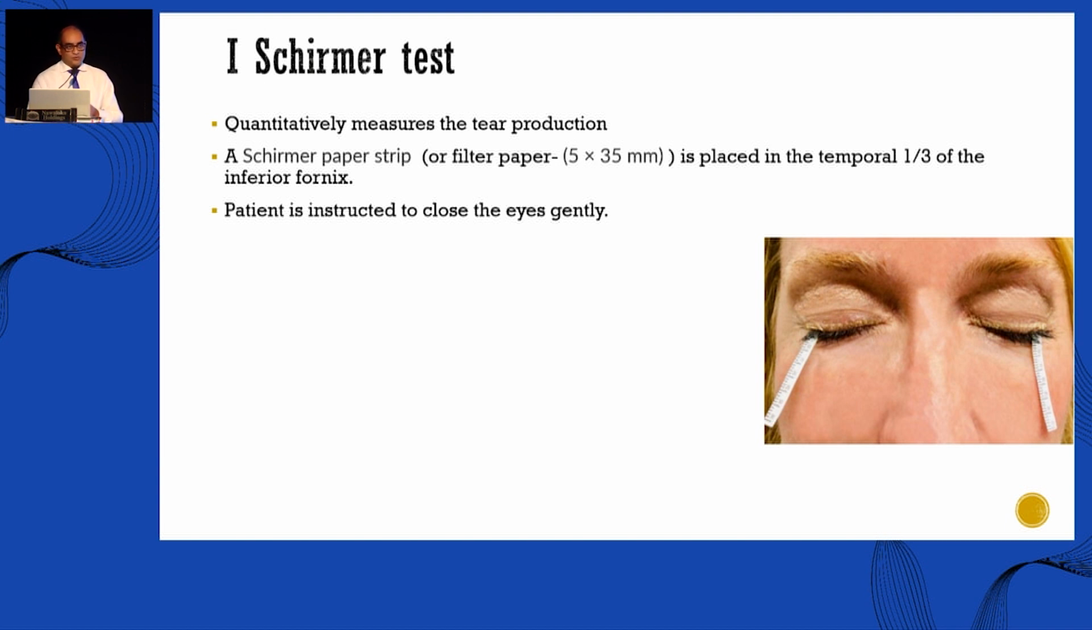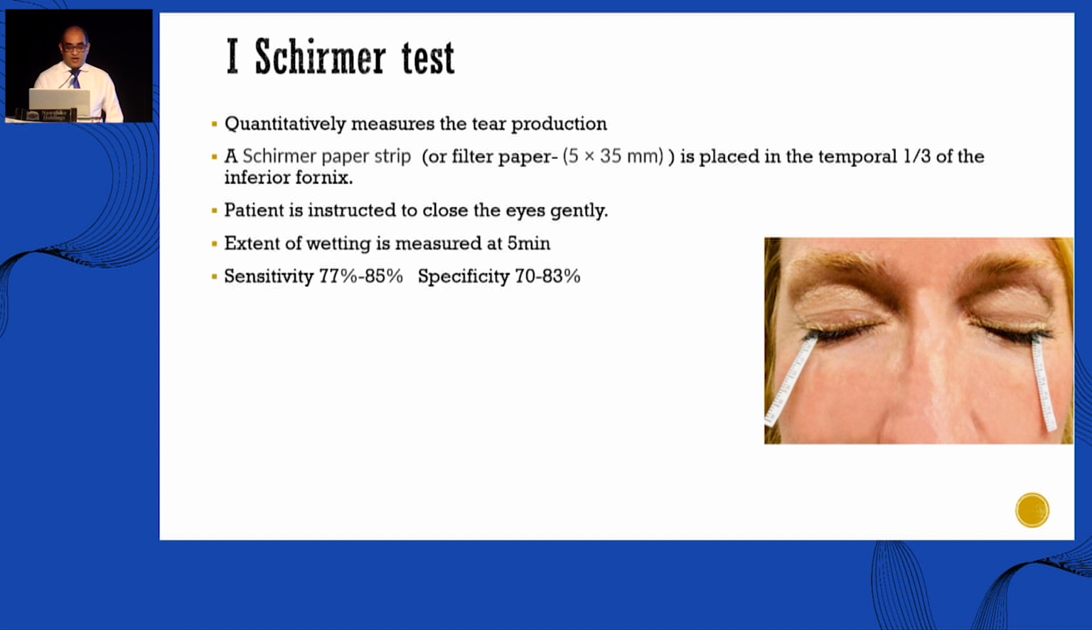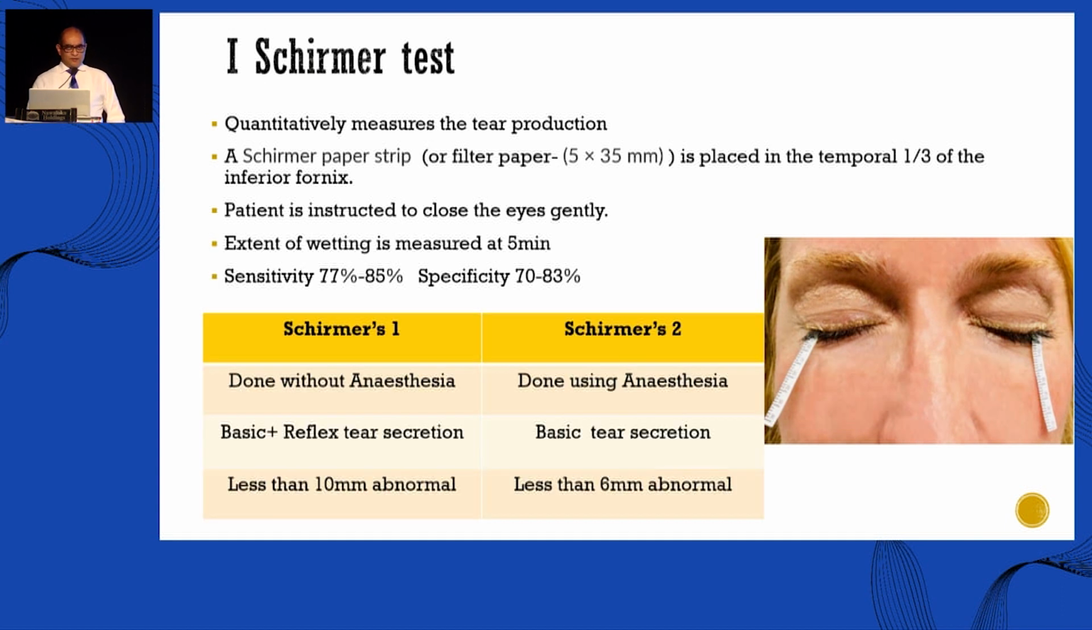Because if the patient has opened the eye, or if eye movement occurs, then the test results are going to be changed. And the extent of wetting is measured at 5 minutes. There are two types of Schirmer's. One is without anesthesia, that's type 1, and with anesthesia, type 2. Type 1 measures the basal and reflex tear secretion, which is usually abnormal if it is less than 10 millimeters. And with anesthesia, type 2, it only takes the basal tear secretion, and less than 6 millimeters is considered abnormal.